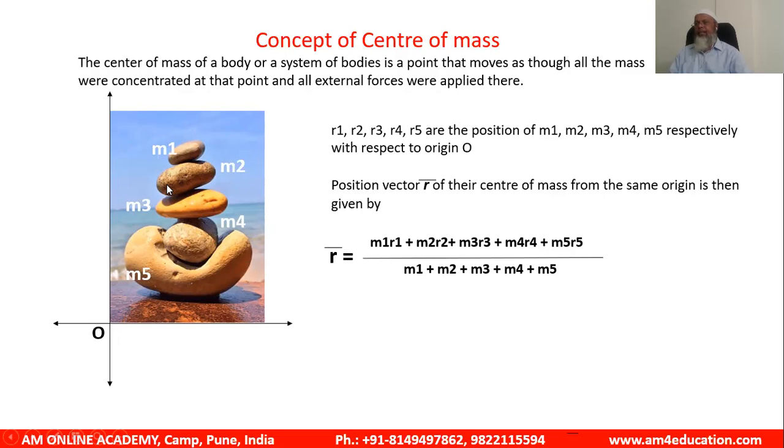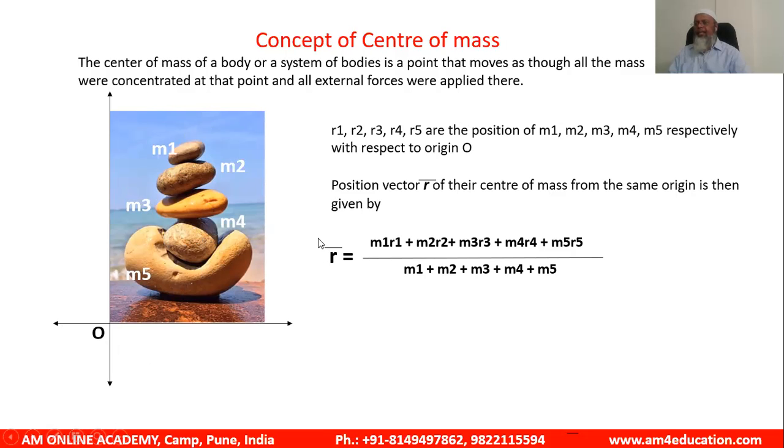Now how to find the center of mass? Position vector of center of mass. Let O be the origin. This is the y-axis and this is the x-axis. From O, we'll draw one vector, that is the position vector of M1, and it is R1. Similarly for M2, it is R2, M3 it is R3, M4 R4, and M5 R5. Okay, so these are the position vectors for these particles. We'll consider these as particles.